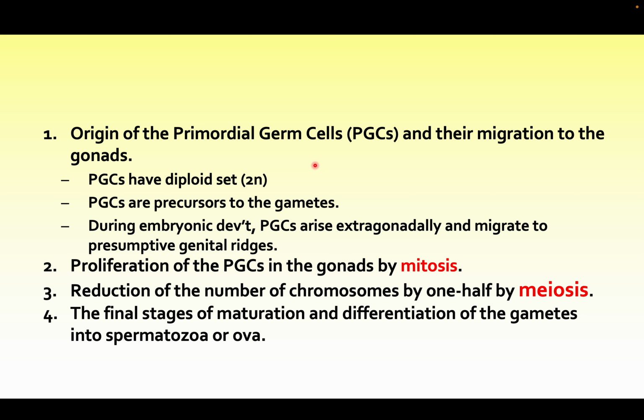Now these primordial germ cells proliferate via mitosis, and they reduce their number into half through meiotic nuclear division. Okay, and the final stages of maturation and differentiation of the gametes into spermatozoa or ova will have very unique characteristics, or unique processes.